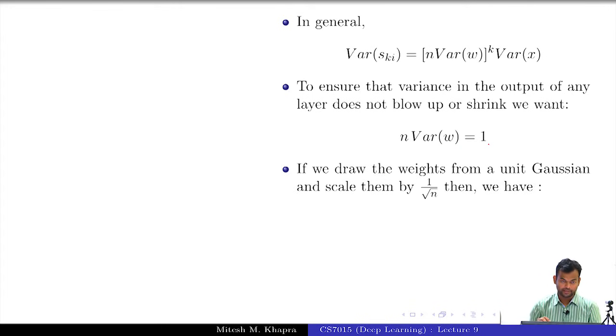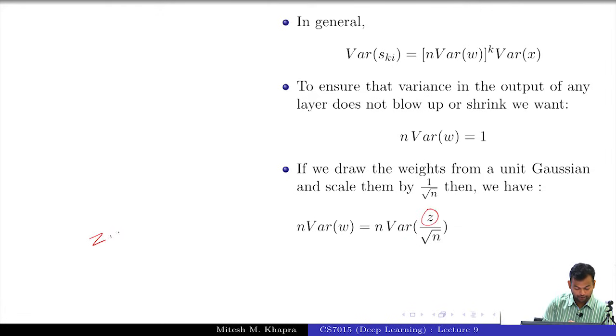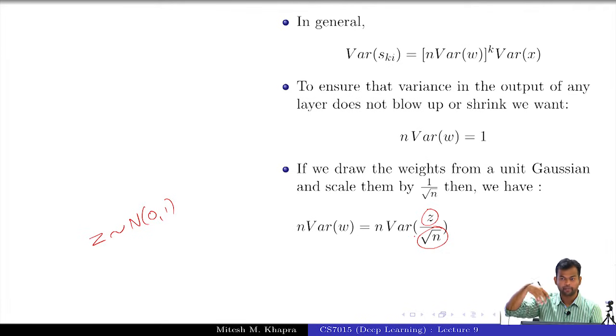I'm going to consider a random variable z, where z comes from a normal distribution, and I'm going to scale its value. I will draw from there, and then scale it by 1 by square root of n. What is n? The number of neurons in each layer. Here it's the same across all layers, but it could also be different. So I'm considering a particular layer, and n is the number of neurons in that layer.